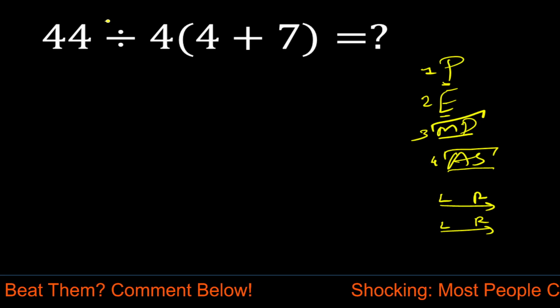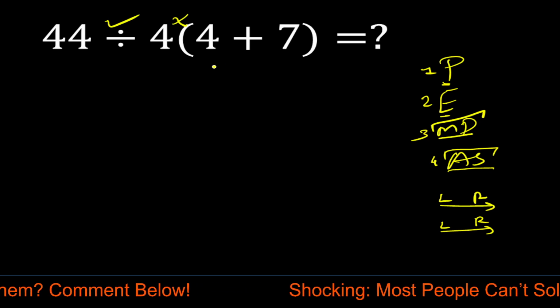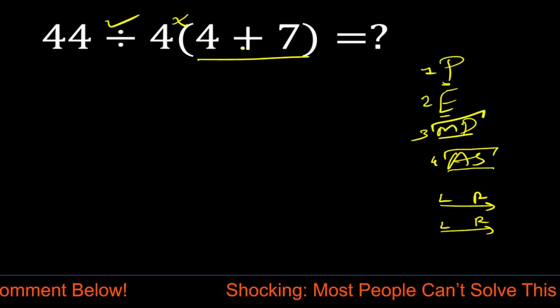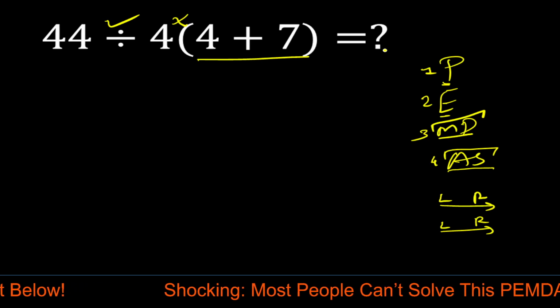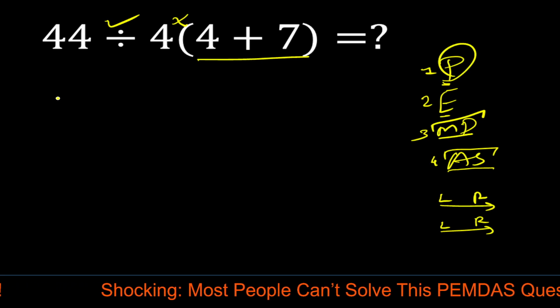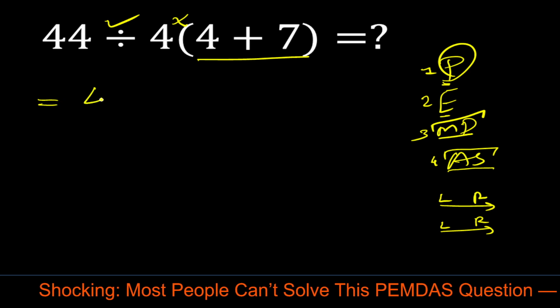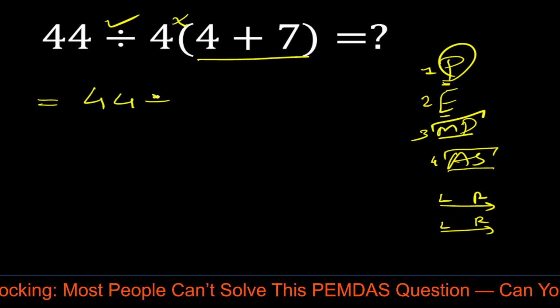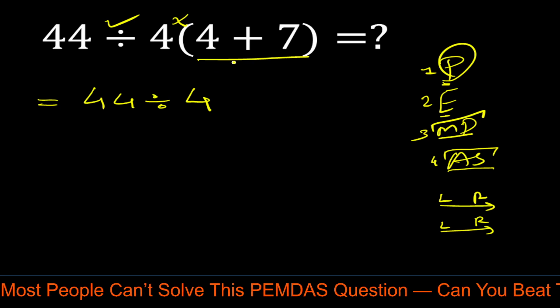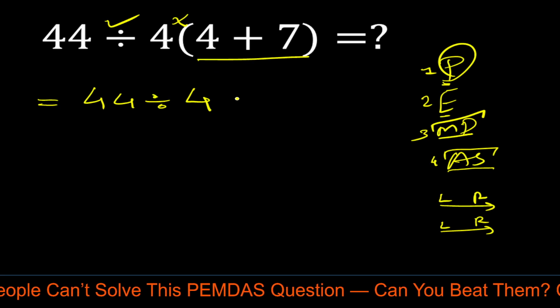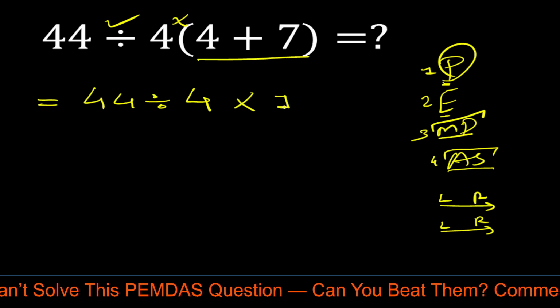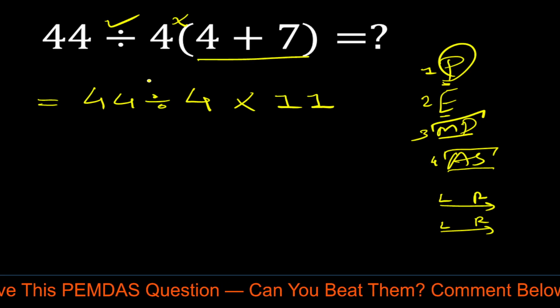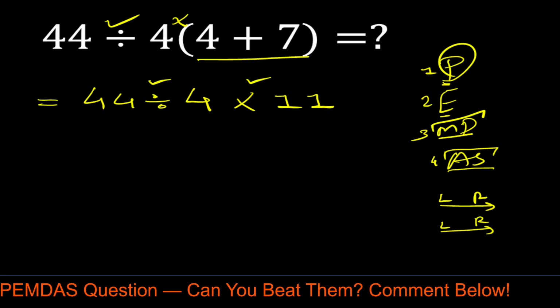So in this question, here we have division, here multiplication, and here we have one parenthesis. So according to PEMDAS rule, first we have to solve parenthesis, right? So now 44 divided by 4. Now solve this parenthesis. 4 plus 7 is equal to 11. So times 11, right? Now here we have division and here multiplication.